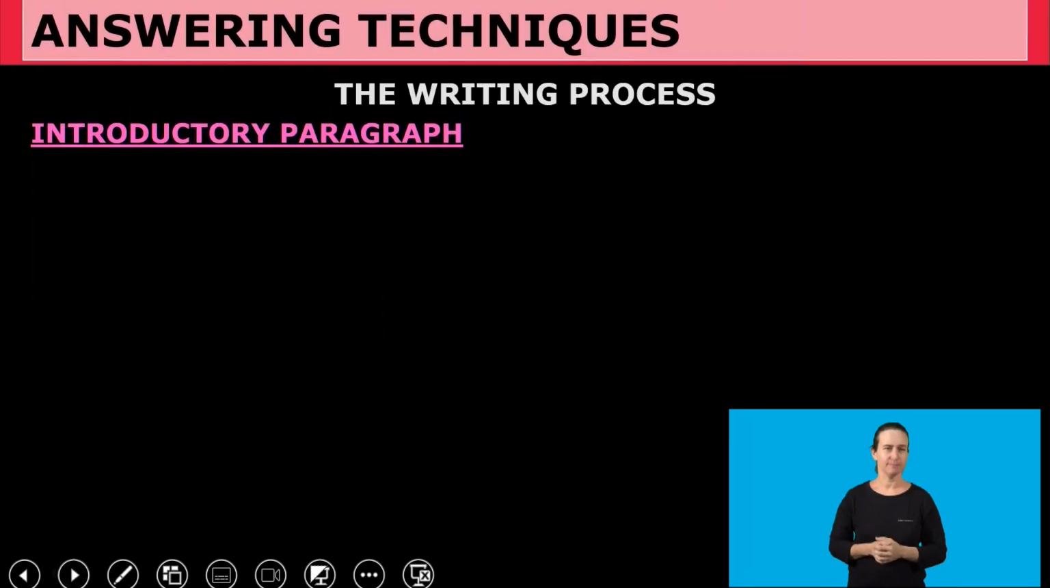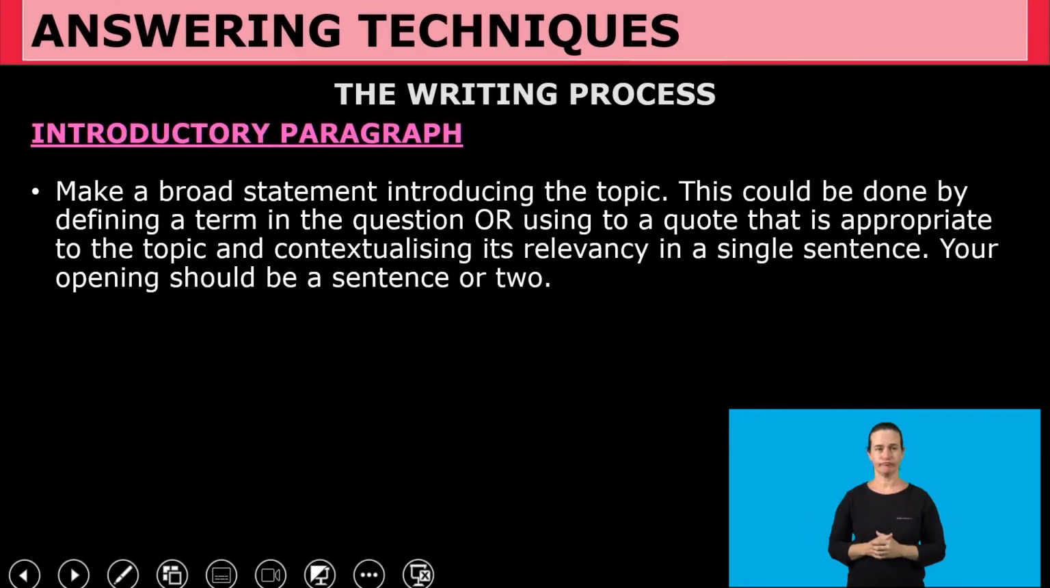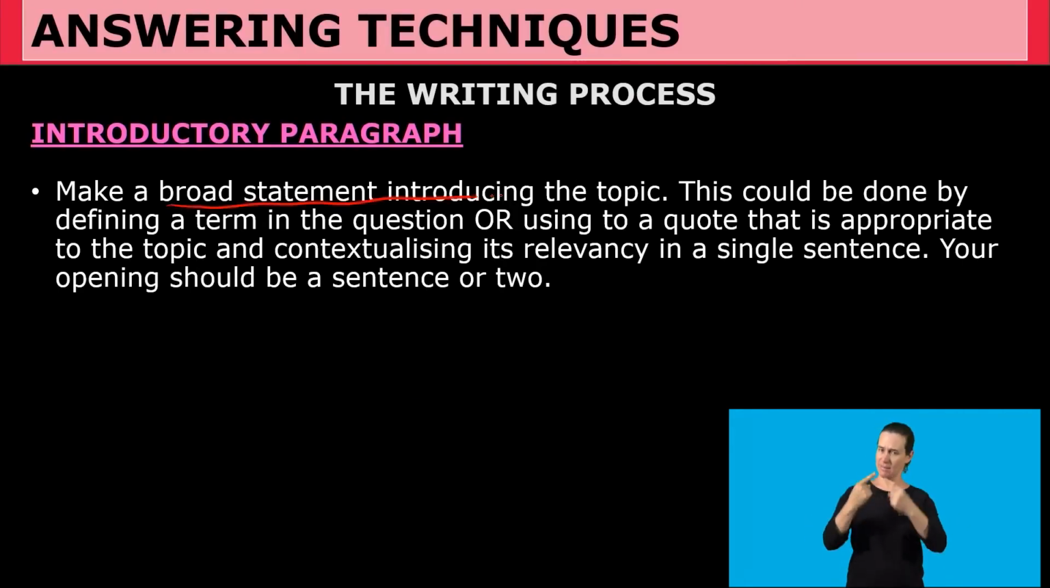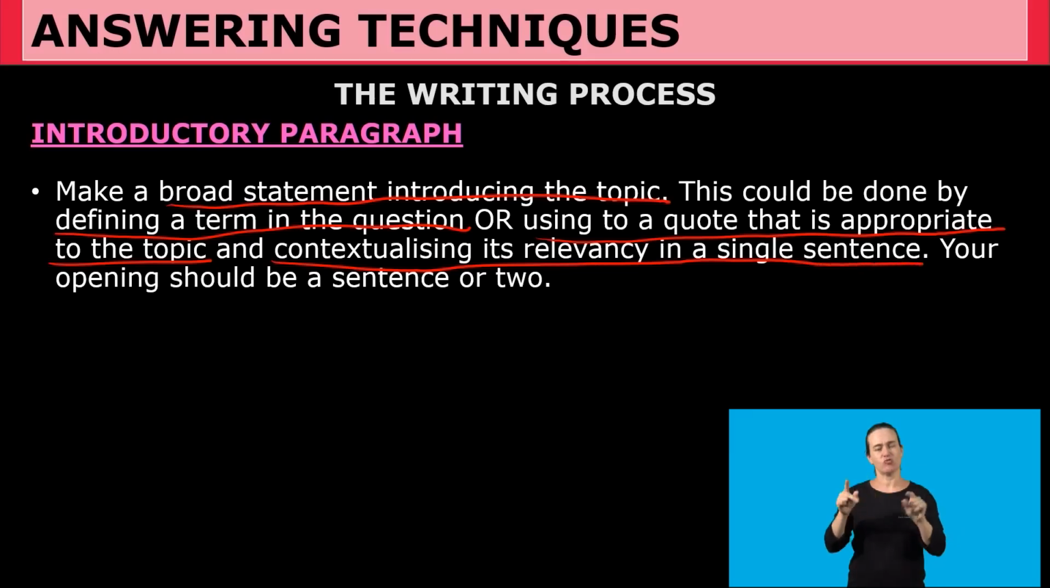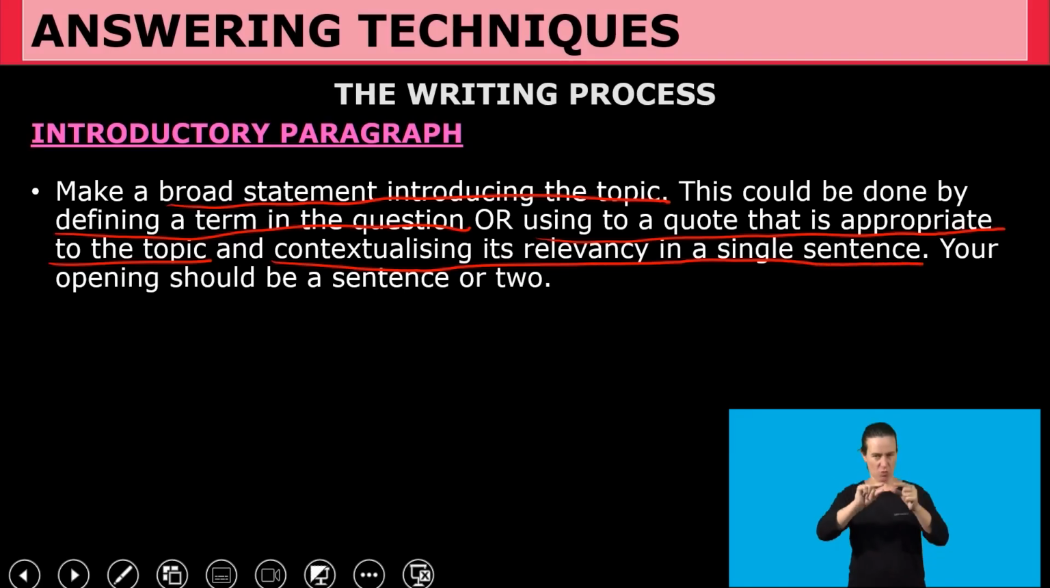Welcome back. Now, let's look at some answering techniques. So, the writing process. How to write an introductory paragraph. Make a broad statement introducing the topic. This could be done by defining a specific term within a question or using a quote that is appropriate to the topic and contextualizing its relevancy in a single sentence. Your opening should only be a sentence or two.